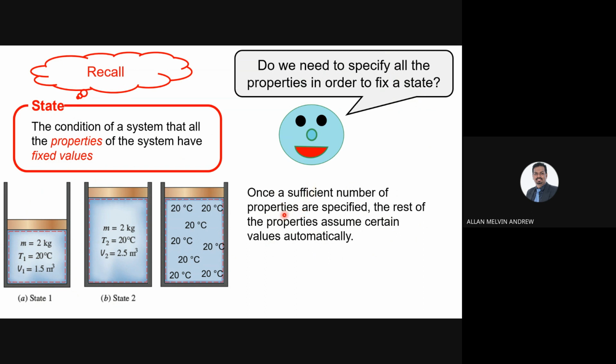As long as the important properties achieve equilibrium, the other smaller non-prominent properties will just assume certain values automatically. So it's not so important. When you're considering a system, you need to focus on the important properties. The other non-important properties can be any values. That is what this statement is saying.